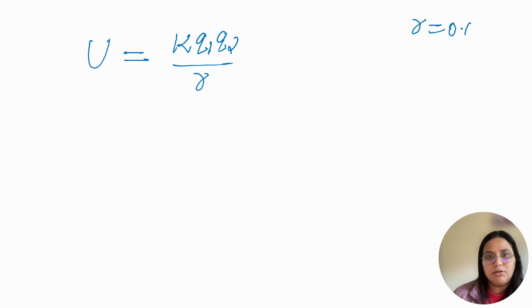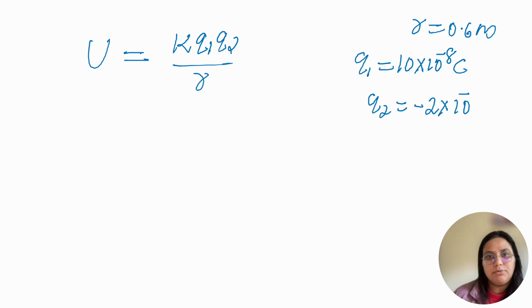Second part of the question, the electrostatic potential energy. The electrostatic potential energy of a system of two point charges is given by U is equal to K into Q1 Q2 divided by R. R we know, which is equal to 0.6 meter. Q1 is equal to 10 into 10 power of minus 8 coulomb. Q2 is equal to minus 2 into 10 power of minus 8 coulomb. Put these values in this equation.